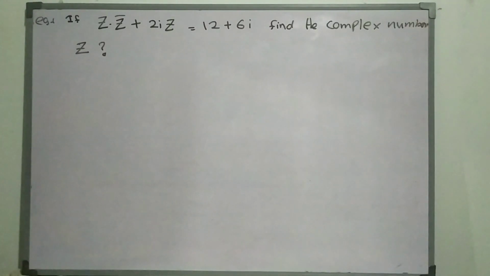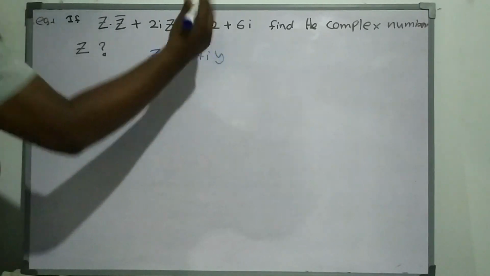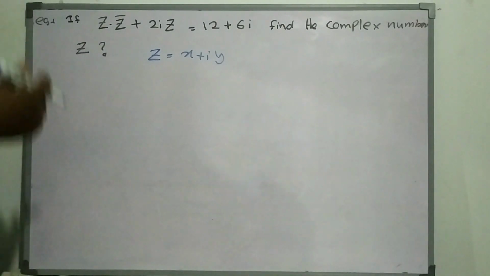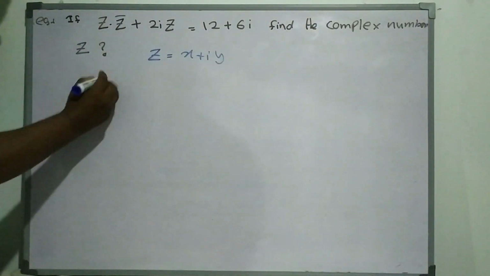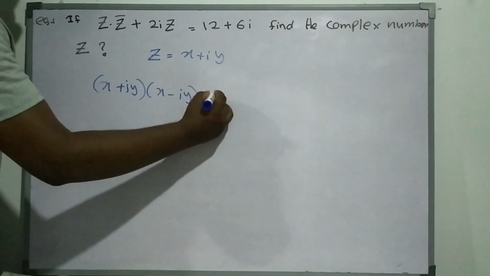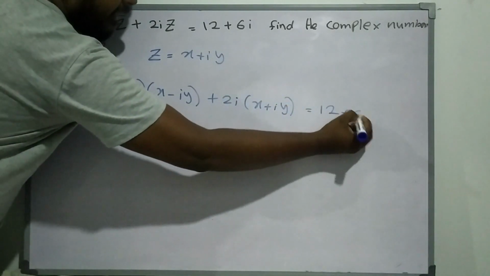Okay, let's look at an example. z bar plus 2i z equals 12 plus 6i. Find the complex number z. Right. So before that, we have to take z as x plus iy, because they ask to find the complex number z. The z is anyway a complex number, and I'm just putting it as x plus iy: x minus iy plus 2i times (x plus iy) equals 12 plus 6i.